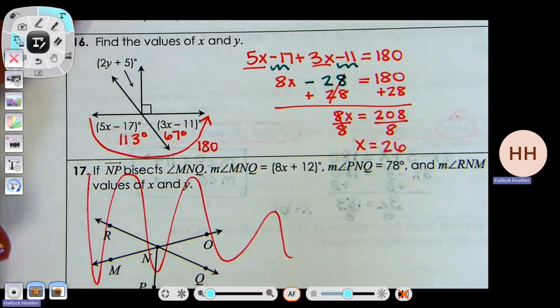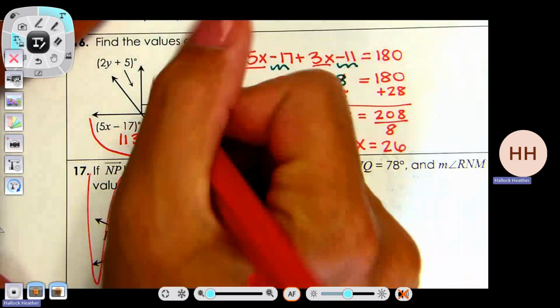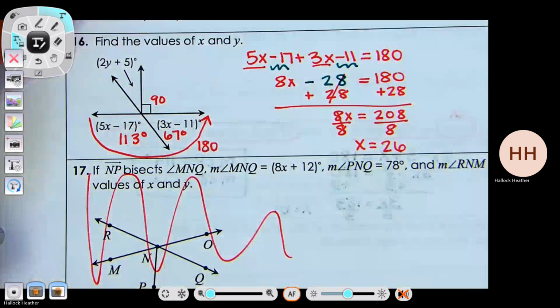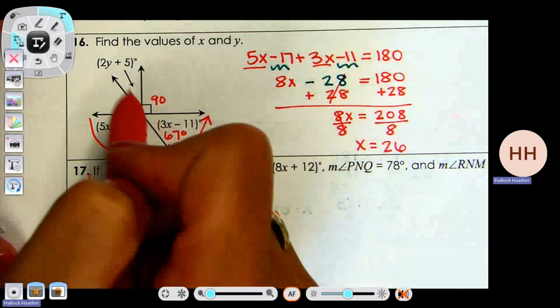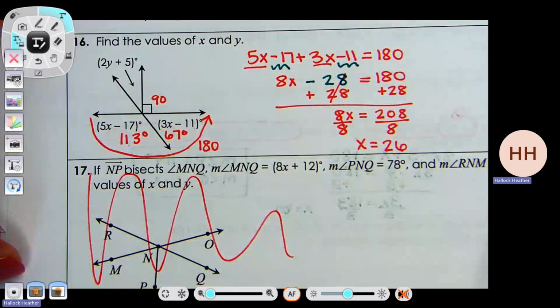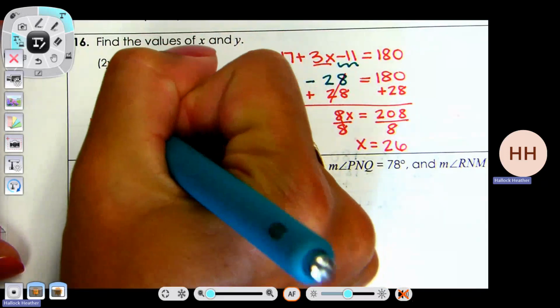Now they had to make 180. I have to find Y though. Okay, so I know this is 90. The other side, okay, so the other side's 90. So this side's also 90. So let me do this in blue. So this side's also 90.